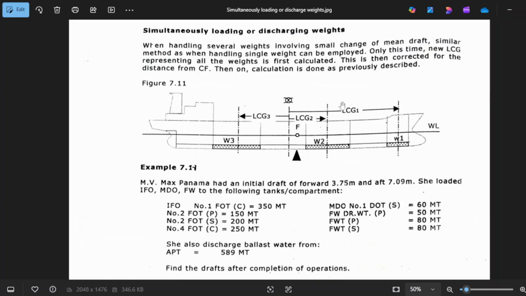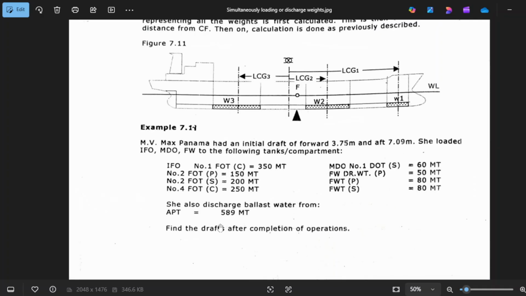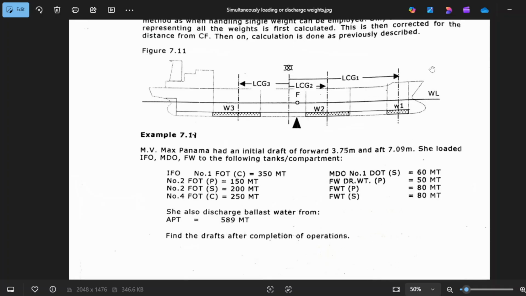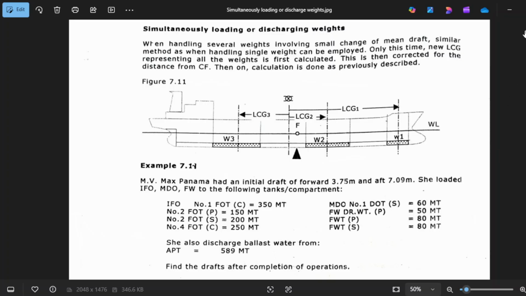All on the forward part of midship is negative, and the aft part of midship is positive, which is the after peak tank. So all these weights here are negative. Then she also discharges ballast water from the after peak. So find the draft after completion of the operation. Now these are the weights.